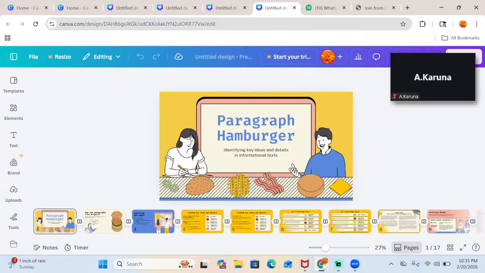So today we're going to be doing math and English, and we're going to start off with how to write a paragraph, an essay, and how to identify each paragraph of an essay. And we're going to go over a technique called paragraph hamburger. So let's get started.